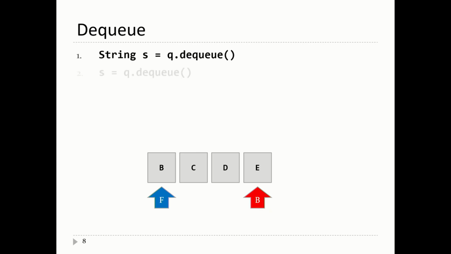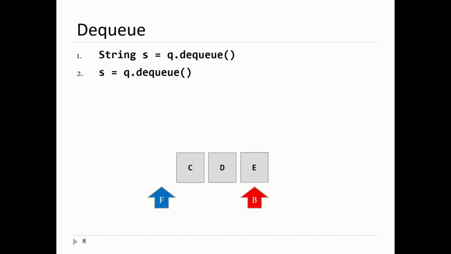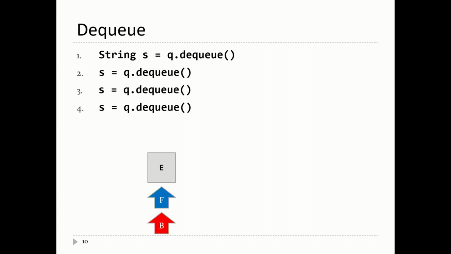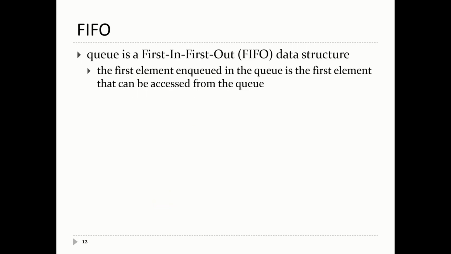To dequeue another item, the B is going to come out of the queue, and then the rest of the elements move forward, and so on, and so on, until you have the empty queue again. A queue is a first in, first out data structure. The first element that goes into the queue is the first element that comes back out, unless you're implementing a priority queue, but we're not going to do that.